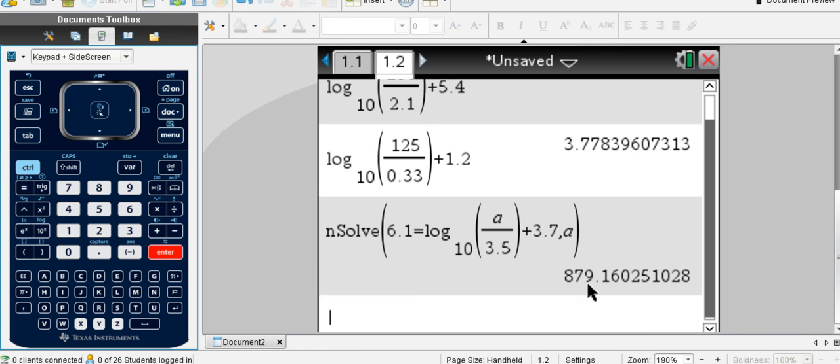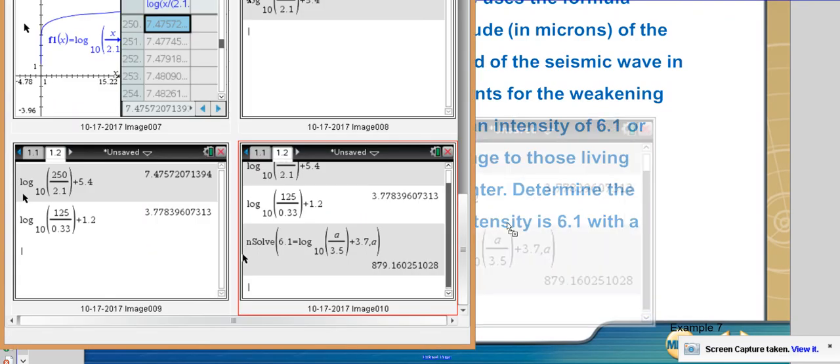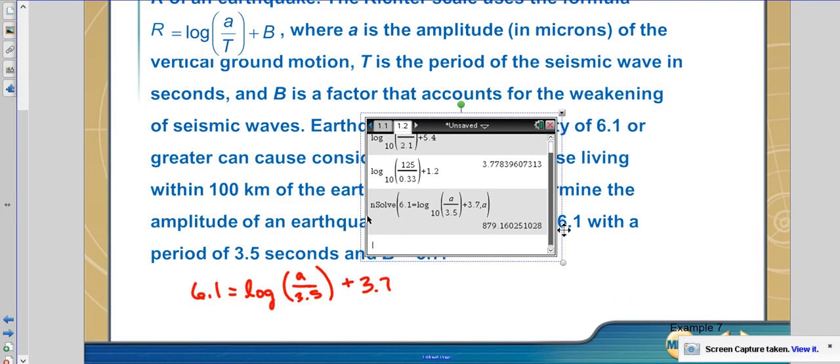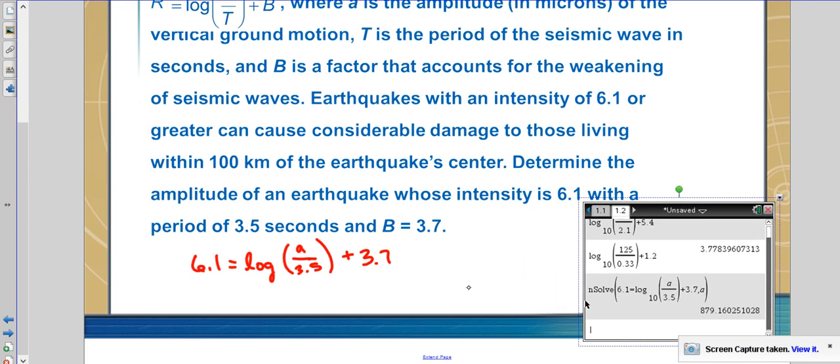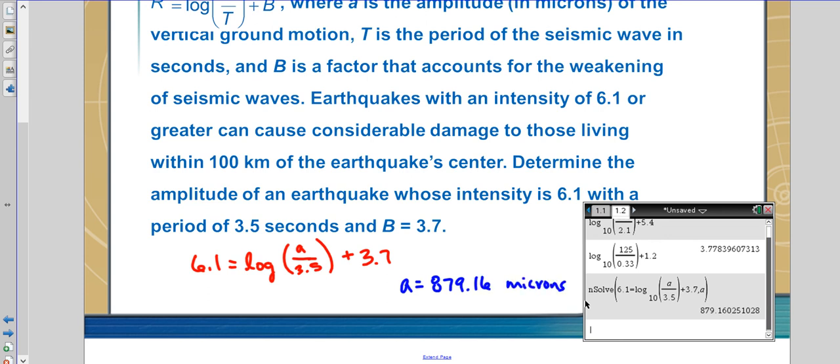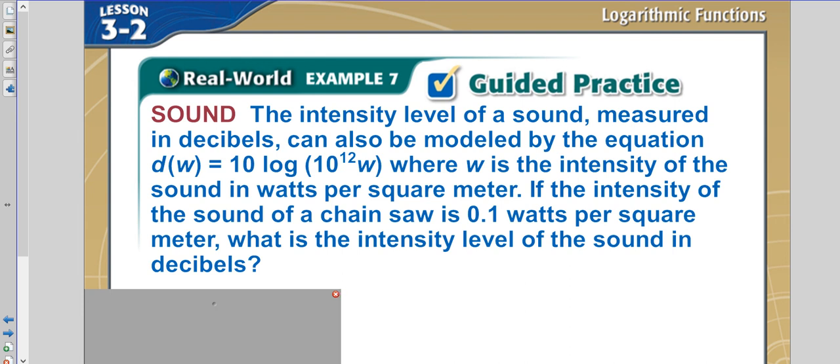And so this is saying the amplitude has to be 879.16 to receive that type of intensity. So you can see that's pretty crazy, how high this number is. So the amplitude equals 879.16, and this is in microns. And that would be your solution here. So you've just seen how to solve this problem a bunch of different ways. Let's see if you can solve this one.